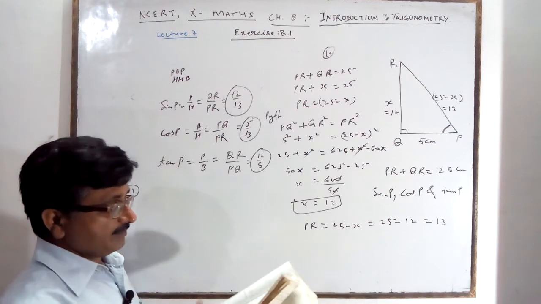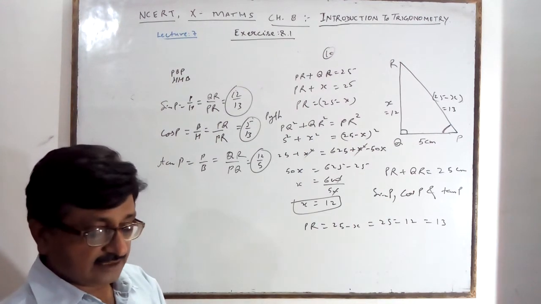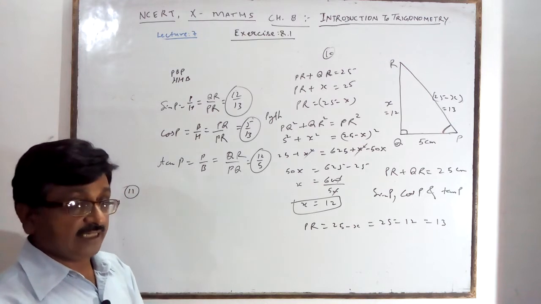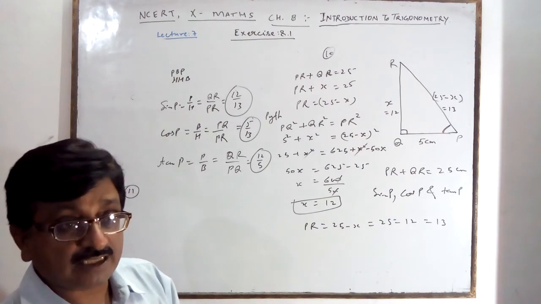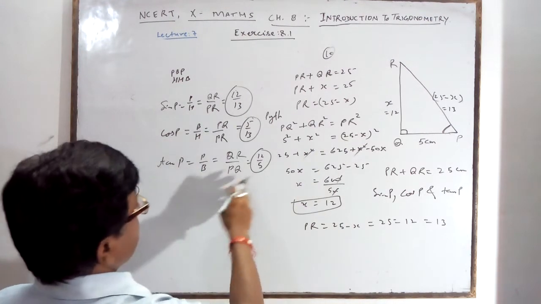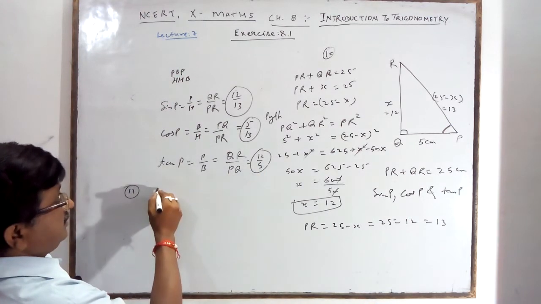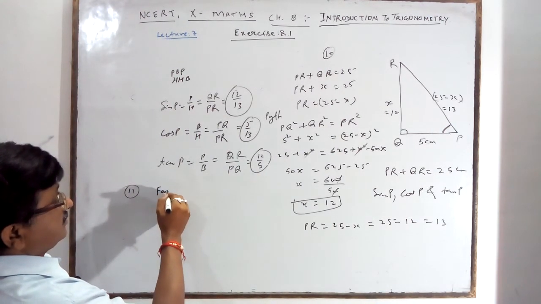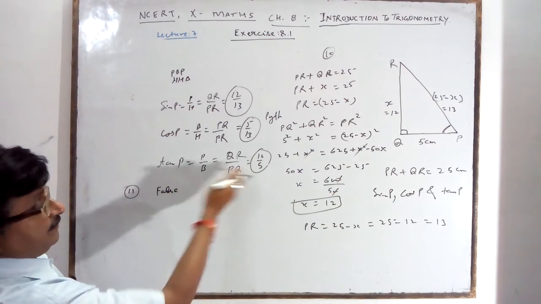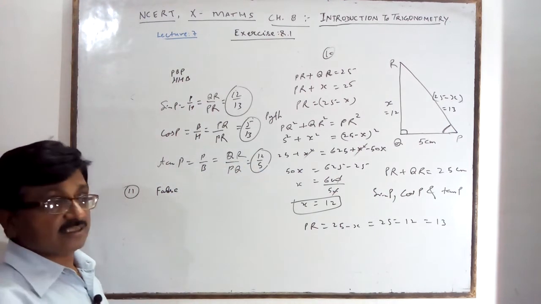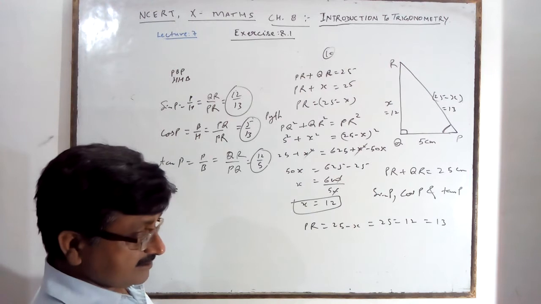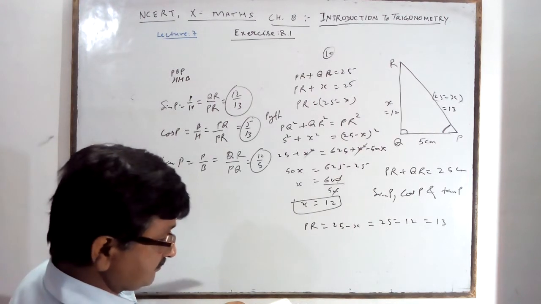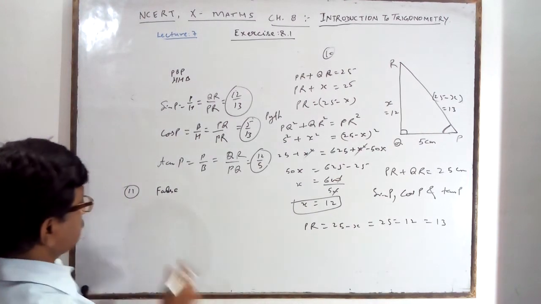So, what is given? Value of tan A is always less than 1. It may be greater than 1 also. Tan A, it is greater than 1. So, it is false. Why? Like this, tan P is 12 upon 5. So, it is not always less than 1.